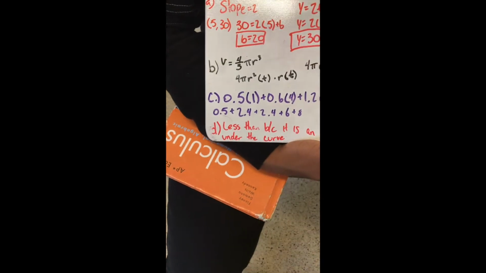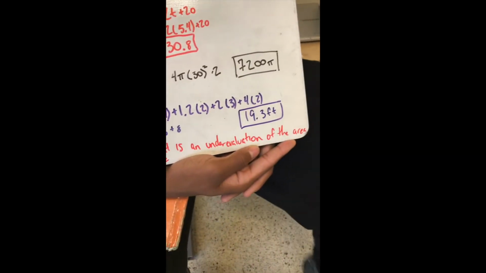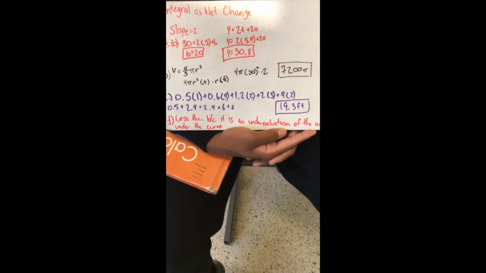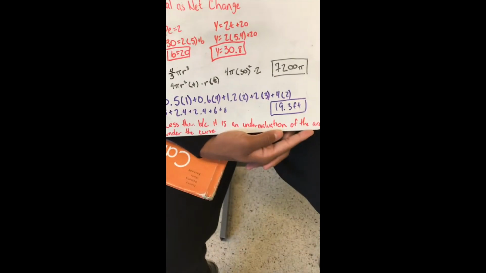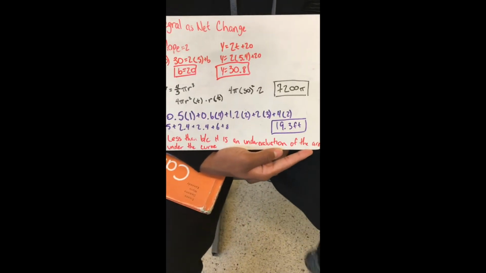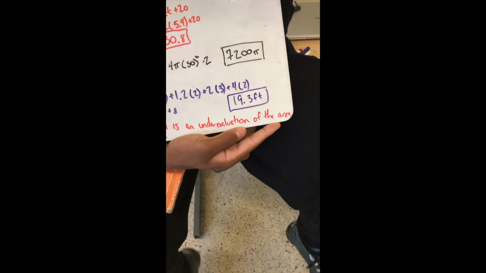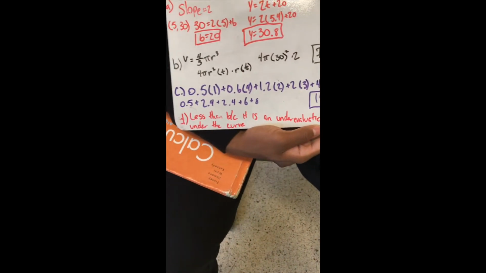And then for D, it says, is your approximation in part C greater than or less than the integral from 0 to 12 of r'(t) dt? Give a reason for your answer. We said less than because it is an underestimate of the area under the curve.